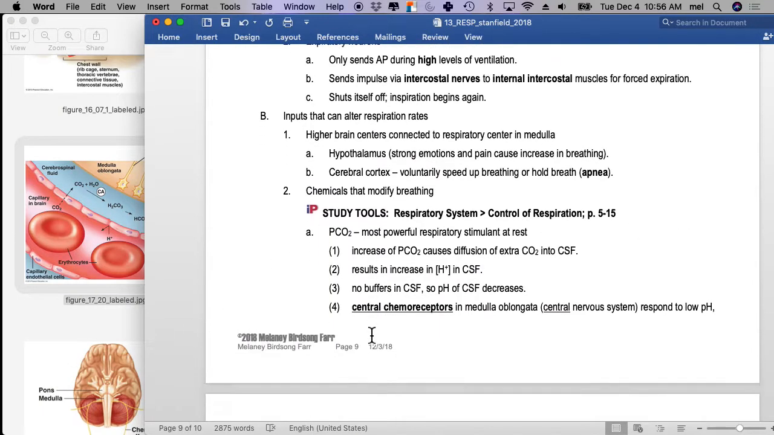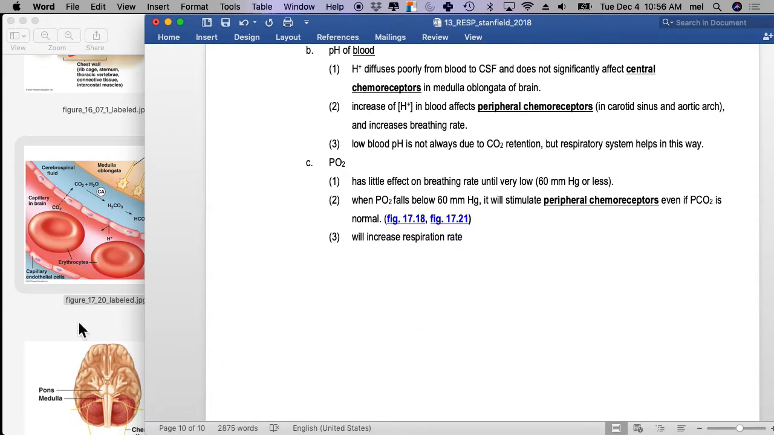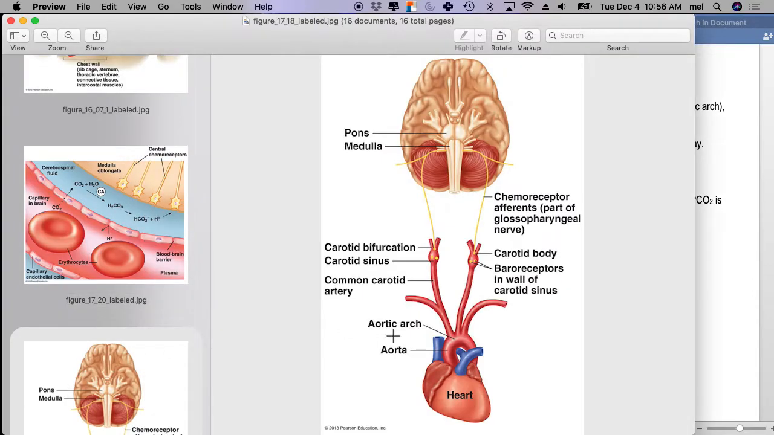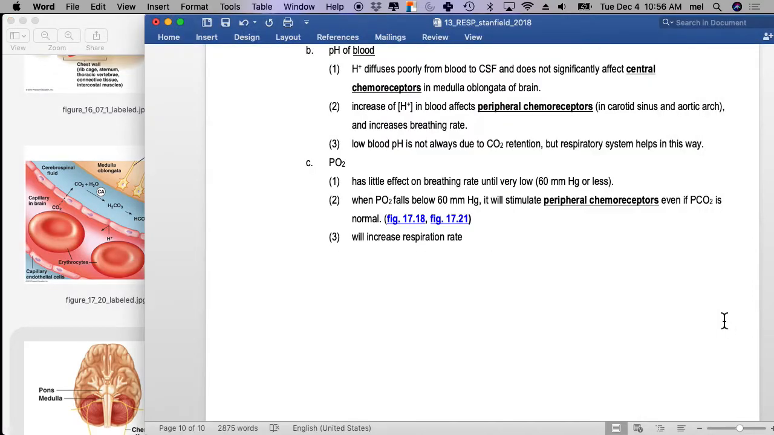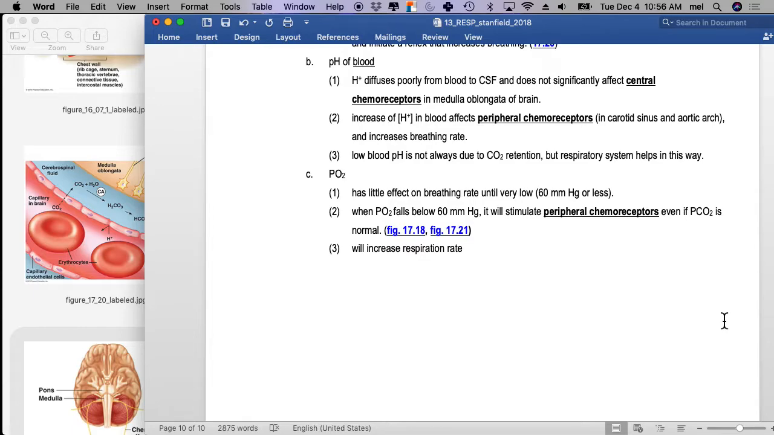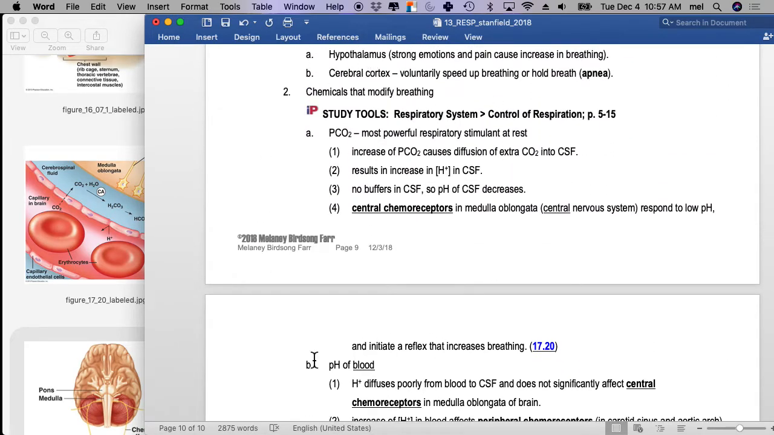Okay, so the other respiratory stimulant is via the carotid sinus and the aortic arch, and these are called peripheral chemoreceptors, just like they were before. So the pH of the blood, H plus, doesn't diffuse directly into the brain, so it's not going to activate the medulla oblongata directly, but what it will do is activate these peripheral chemoreceptors. If you detect low pH here, it will send the impulse, and then the medulla oblongata and the pons, the motor output will be to increase respiration. But this one isn't as powerful or as quick to cause a response as this one.